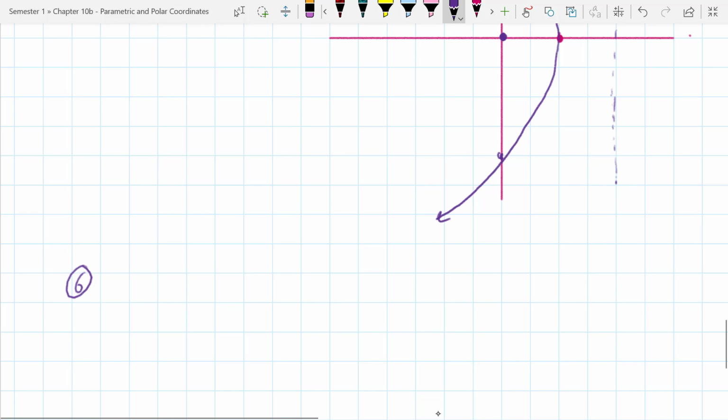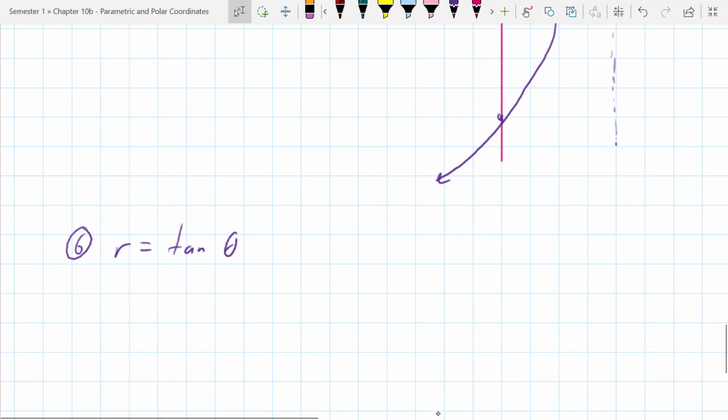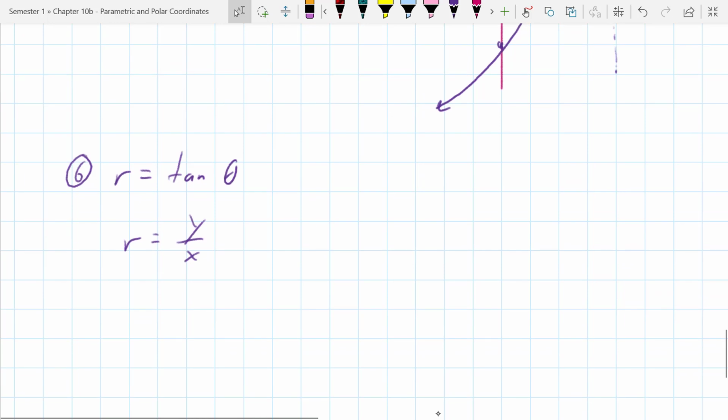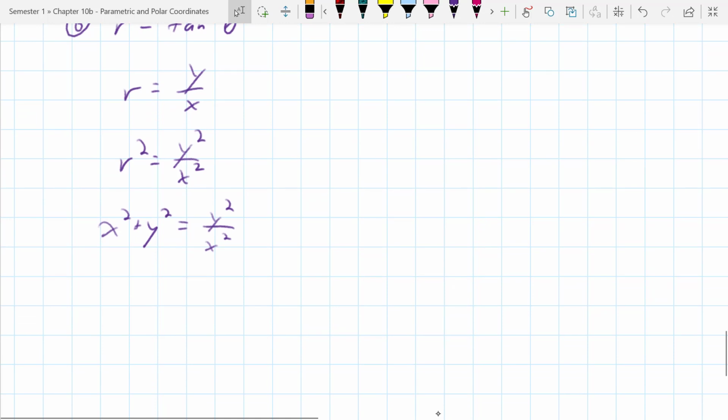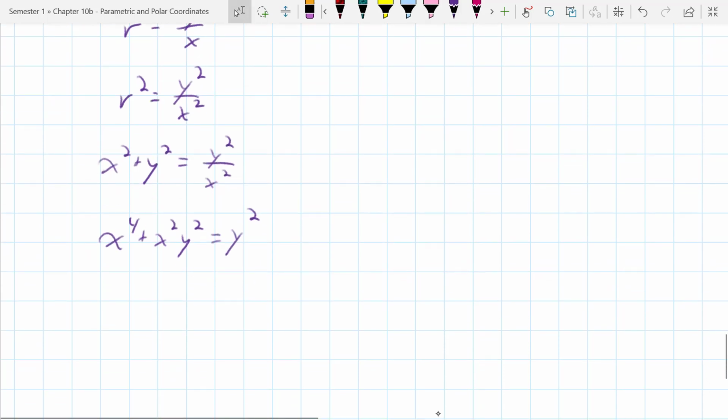Number 6, I know that if I go r is equal to the tangent of theta, let's try to graph that. I get r is equal to y over x if I convert tangent. Then I just need to convert r. Well, I can do the same trick from before. I can make it r squared is equal to y squared over x squared. And you get x squared plus y squared is equal to y squared over x squared. And if I multiply both sides by x squared, I get x to the 4th plus x squared y squared equals y squared. Well, this one's tricky because I really don't have a good way to get y by itself.